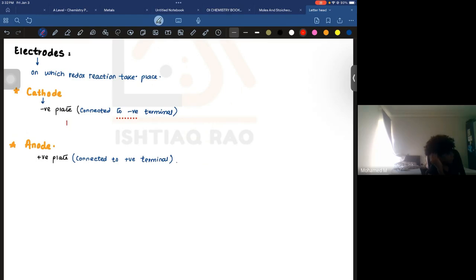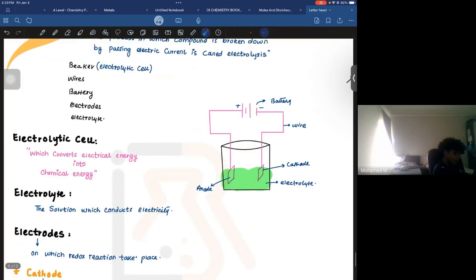What does plate mean? It means any surface that is connected to the negative terminal of the battery. It may be made of graphite, it may be made of copper, it may be made of any metal. I just drew this like that.